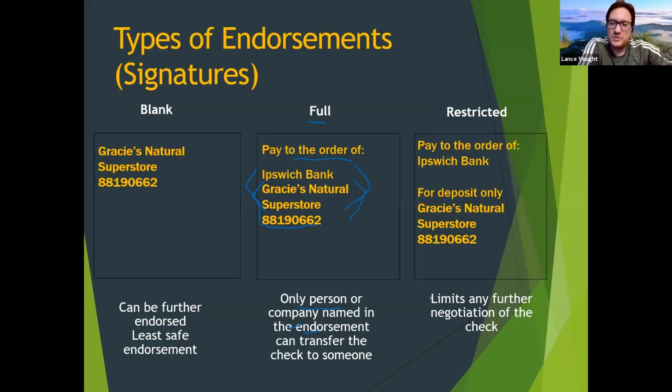With these other ones, you could presumably withdraw some of it or have further endorsements, and there's a security risk there. But again, if you're not really writing checks, none of this matters.